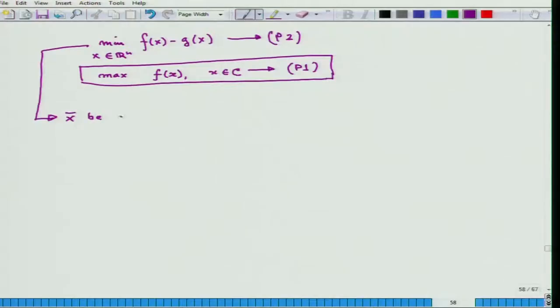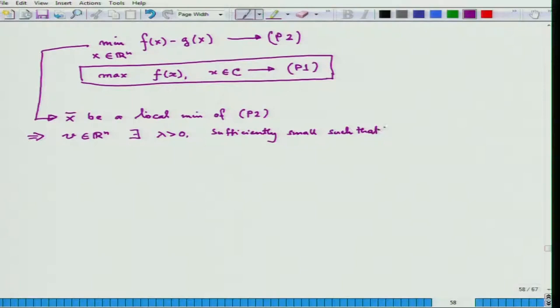So, let x bar be a local minimum of P 2. This implies that for v element of R n, there exists lambda greater than 0 sufficiently small such that f of x bar plus lambda v minus g of x bar plus lambda v is greater than or equal to f of x bar minus g of x bar.